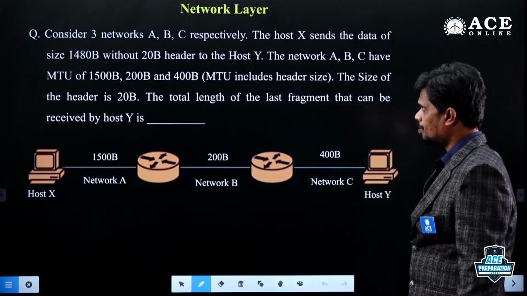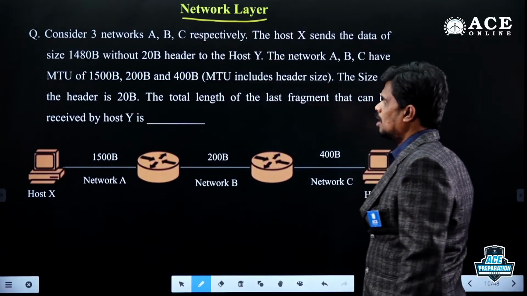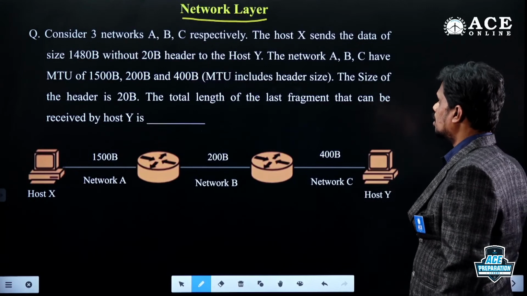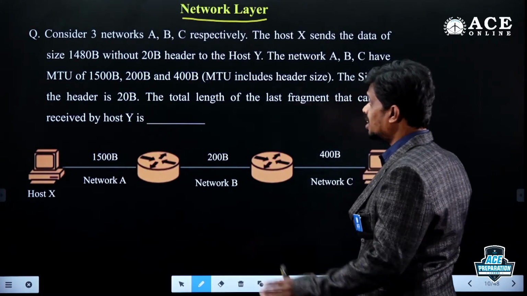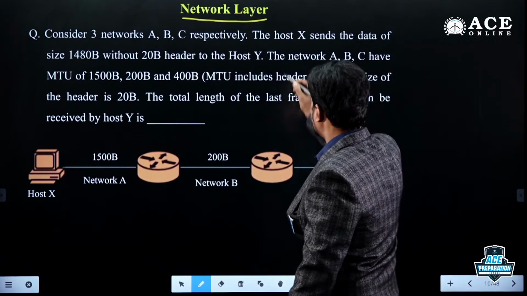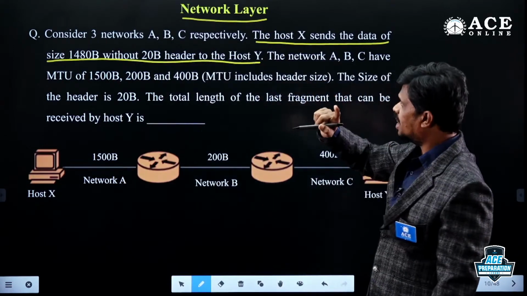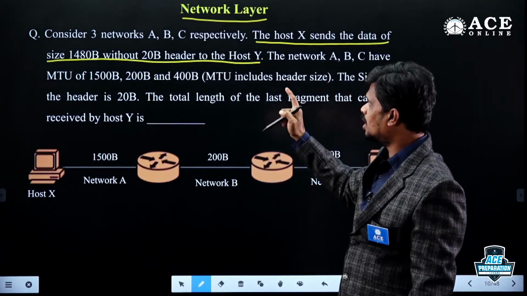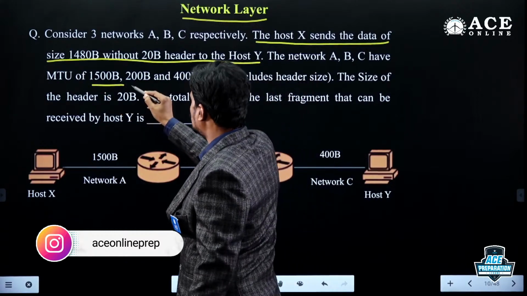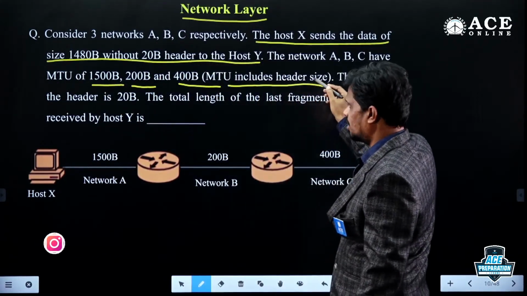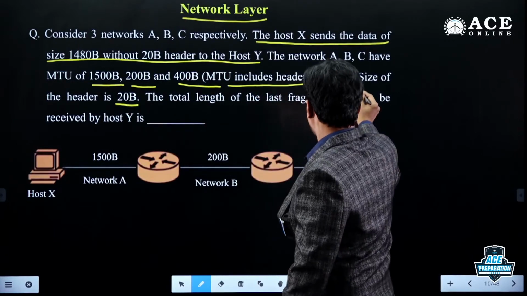So look at this question. This is a question again from the network layer. Networks A, B, C respectively. Host X sends data of size 1480 bytes, without the 20 bytes of header, to host Y. Concentrate on this sentence. The networks A, B, C have MTUs of 1500, 200 and 400 bytes. The MTU includes the header size here. The size of the header is 20 bytes.